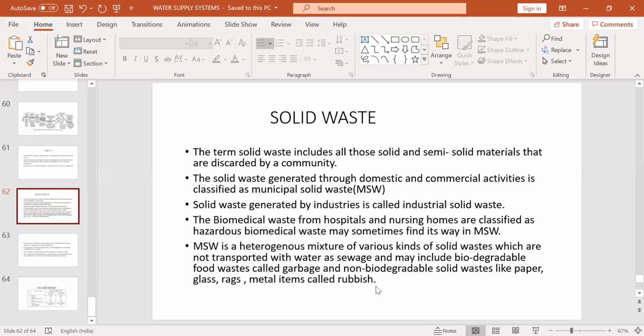Now, this municipal solid waste is classified into two parts. One of those wastes will be biodegradable. What is meant by biodegradable? Biodegradable is something that can be decayed using microorganisms. Anything that can be decomposed or decayed with the help of microorganisms is biodegradable.